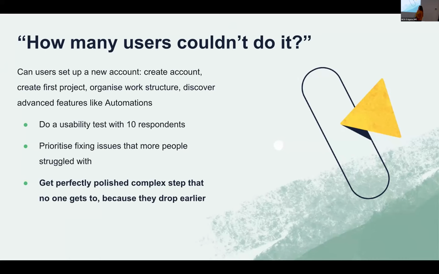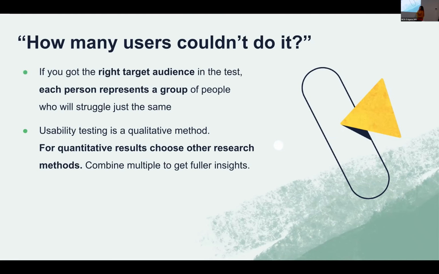Exactly. If we actually go into fixing things where people struggle the most, they likely struggle the most at the most advanced step. So in the end, we would get perfectly polished, complex steps that no one gets to, because people just drop off earlier. They are not interested to stay and get to that beautiful advanced step that everyone polished.